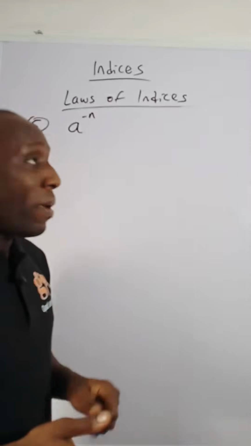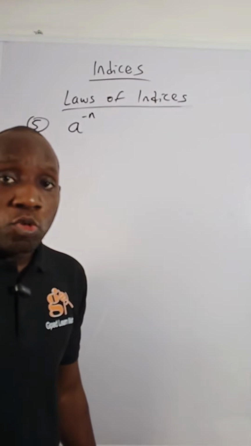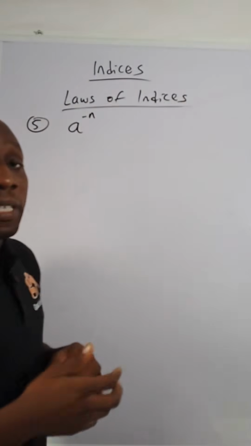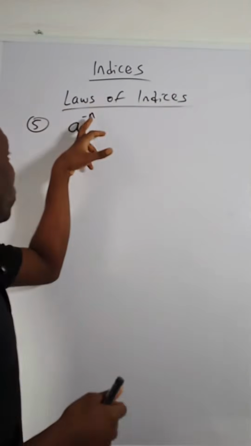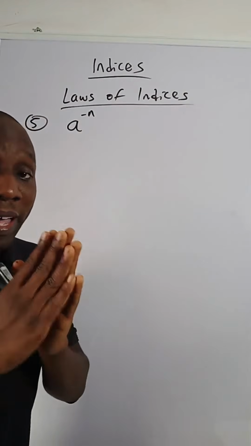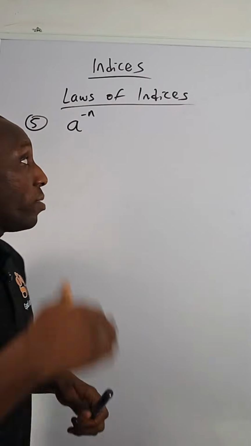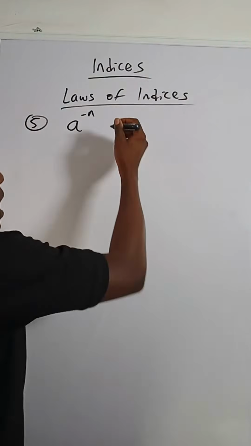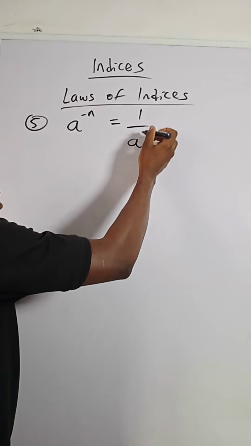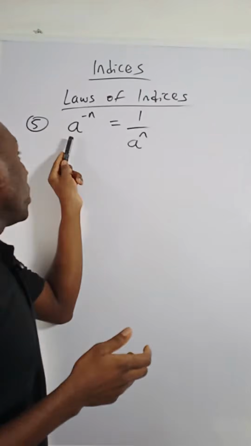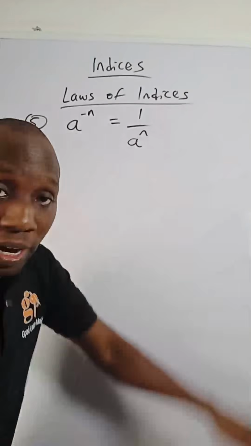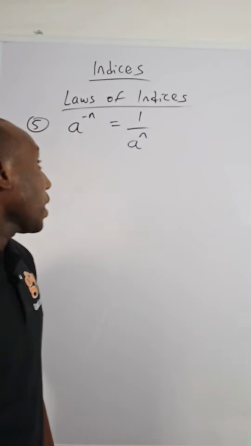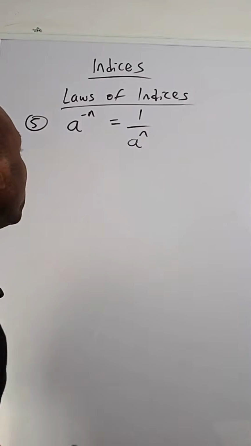So now we want to talk about the negative index rule. What do you mean by negative index? Look at n. n is the index or exponent, but we have a negative sign there. So negative index means an index that is a negative number. This can be written as 1 over a raised to the power n. So a raised to the power negative n is equal to 1 over a raised to the power of n. This is the negative index rule. I hope that makes sense.